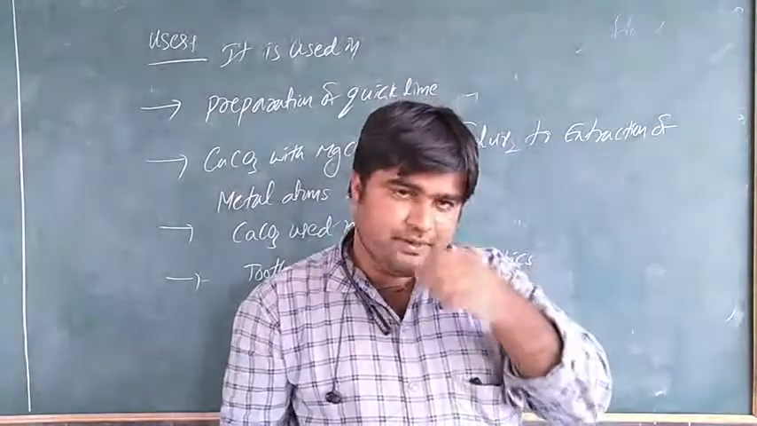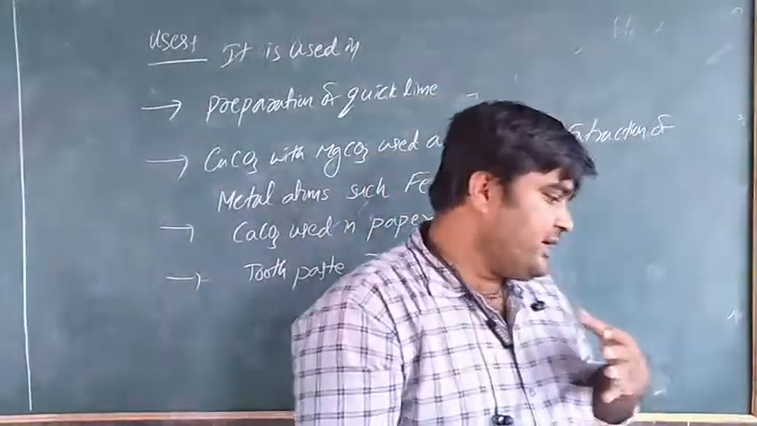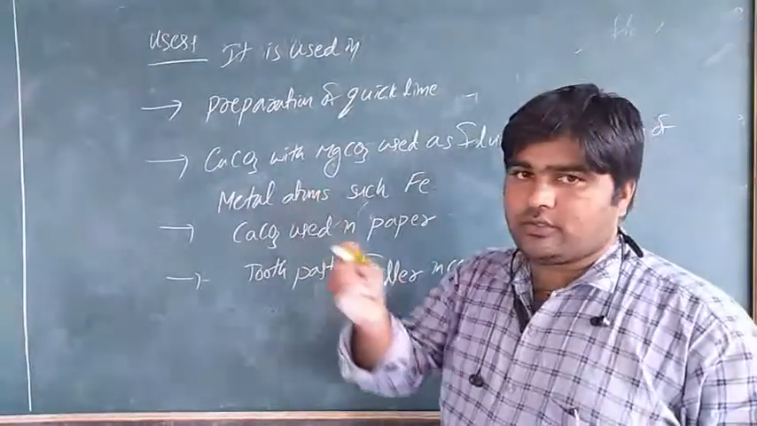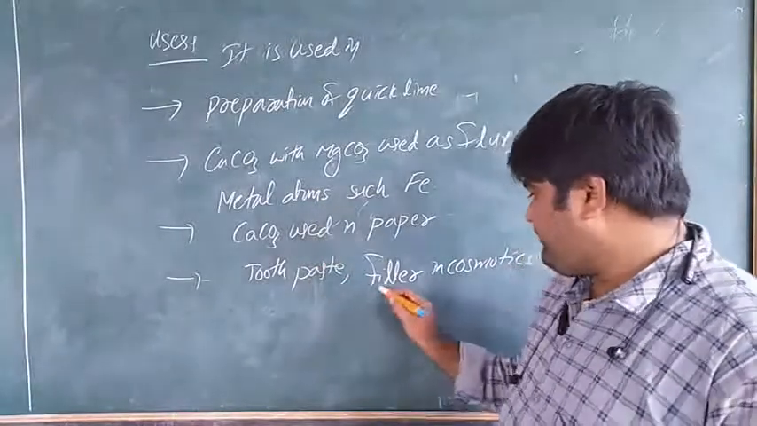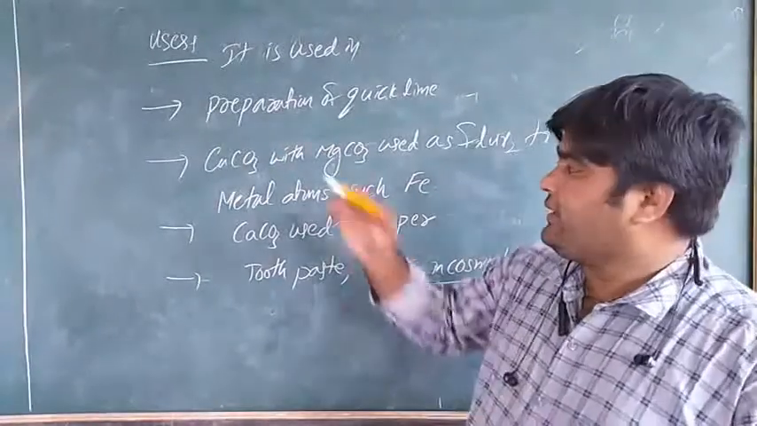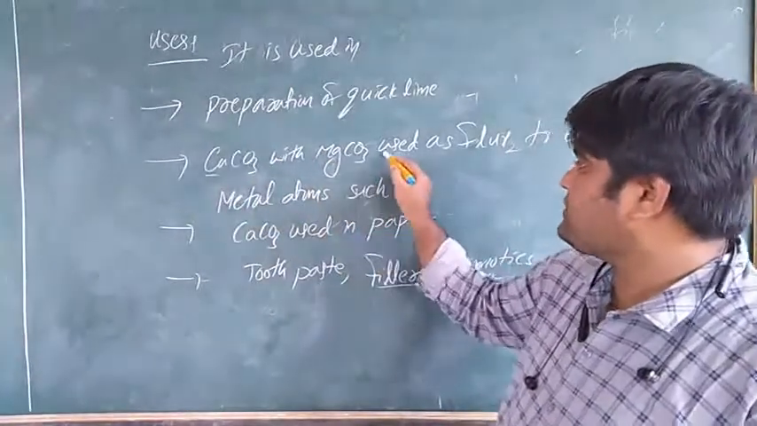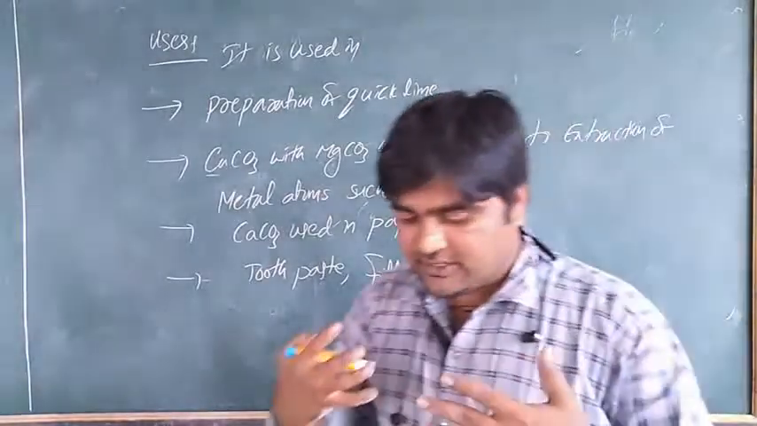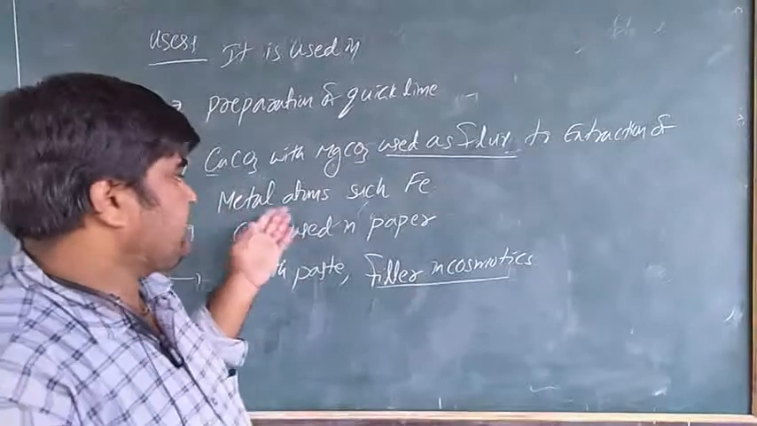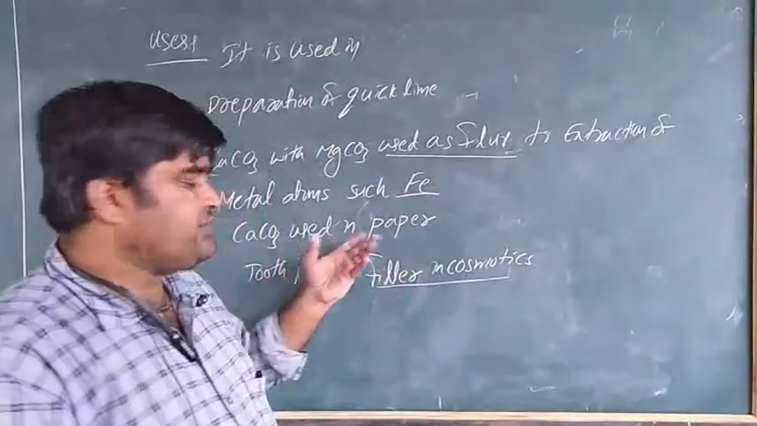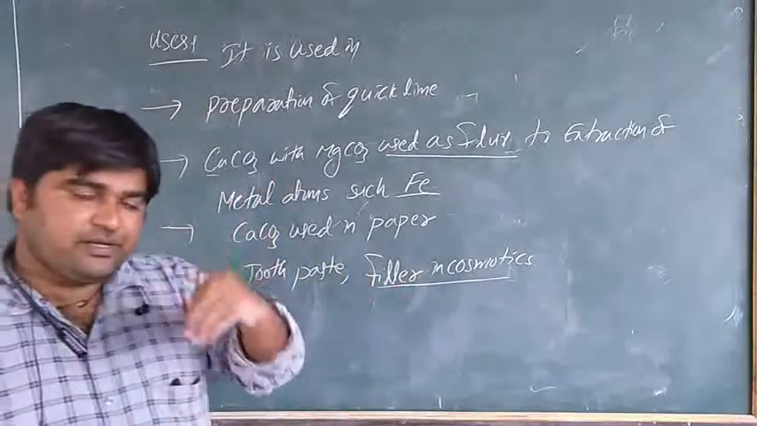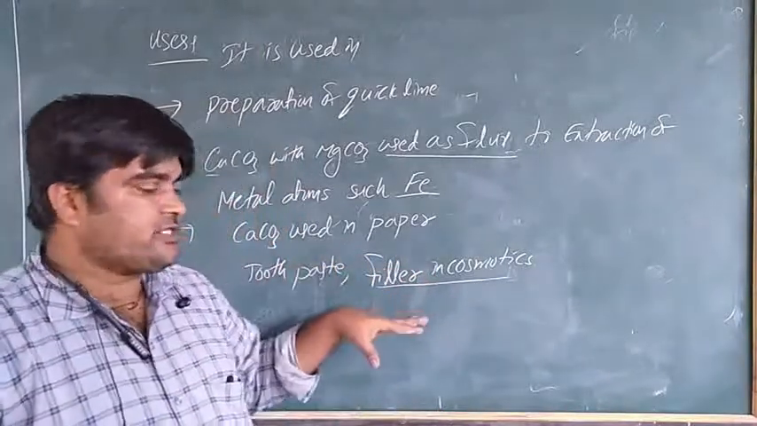So many uses. Okay, and next, it is used in chewing gum, as filler in cosmetics, and in the preparation of quicklime. Calcium carbonate with magnesium carbonate is used as flux. Flux is a term used when both are combined to extract a metal such as iron. It is used in paper, in toothpaste, and as filler in cosmetics.